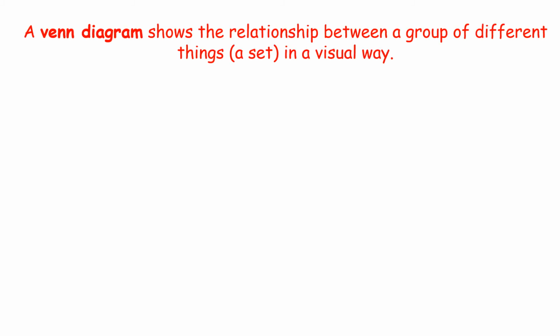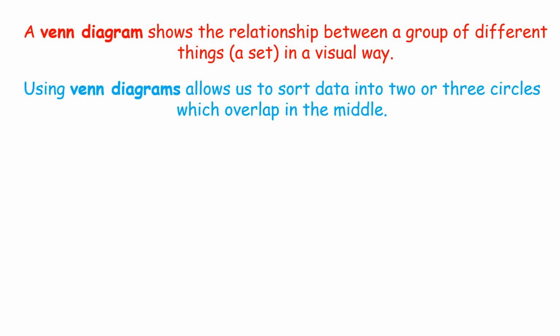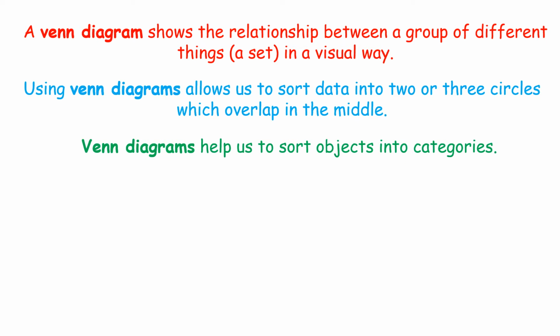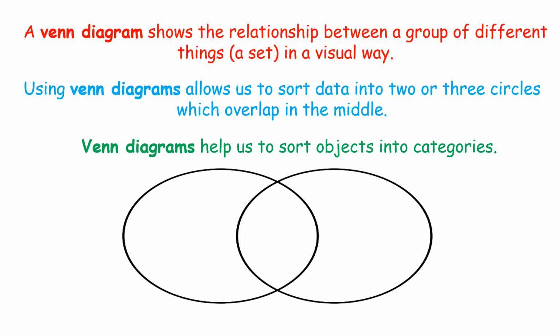So just to remind ourselves, a Venn diagram shows the relationship between a group of different things. We can call these a set or a category. And this is done in a visual way, so using pictures and things to help us understand. Using Venn diagrams allows us to sort data into 2 or 3 circles, and these circles overlap in the middle. That means they go on top of each other. Venn diagrams help us to sort objects into categories.